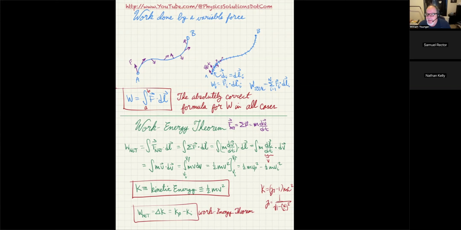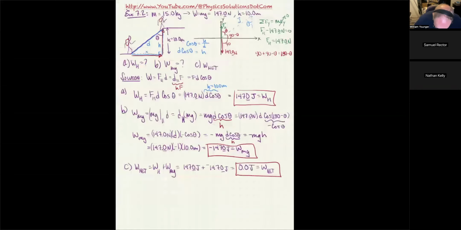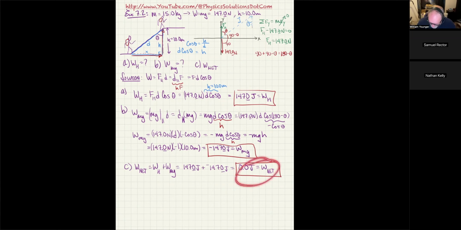Now you can remember, for instance, when we did the hiker, we got that W net was equal to zero. That's completely consistent with them telling us to assume the motion is very steady and there's no acceleration. No acceleration means whatever velocity it had at the beginning, it has the same velocity at the end. So 1/2 mv squared initial equals 1/2 mv squared final, so K final minus K initial is zero, and that's why we get zero there.